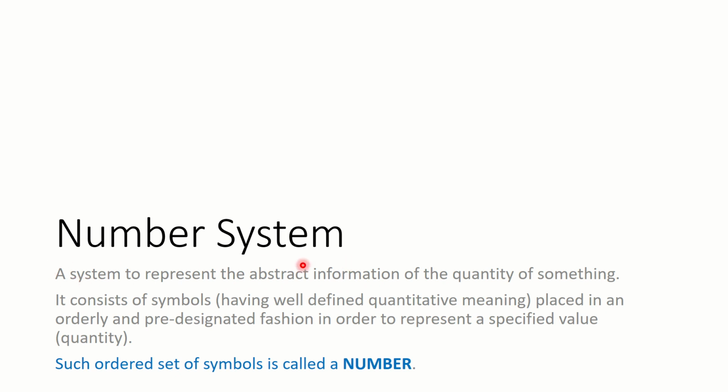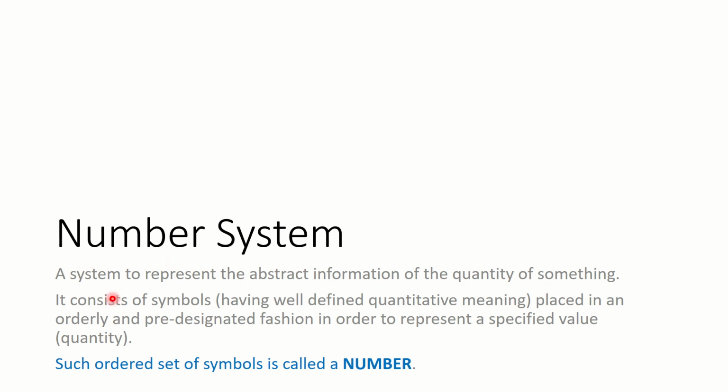So what is a number system? Number system is that particular system which represents this abstract information of the quantity of something. So that particular apple has a lot of different abstract information held within it. The information regarding the quantity of apples or quantity of something is what we are interested in, and for that the number system is a particular system which represents that information.